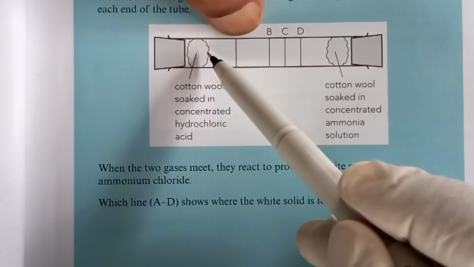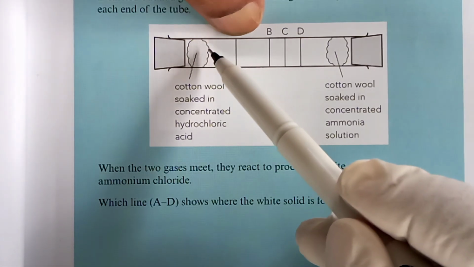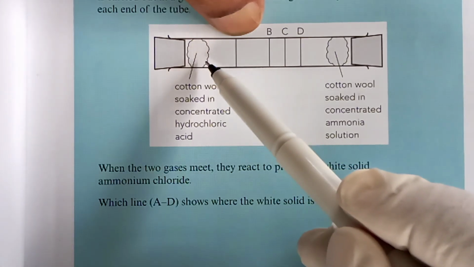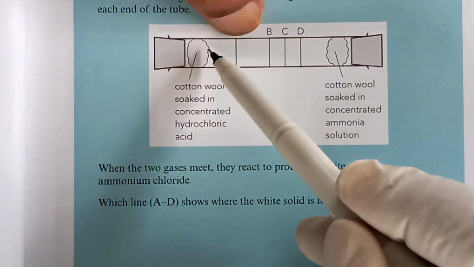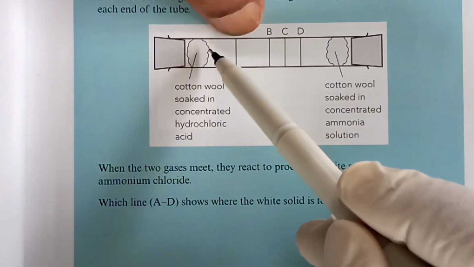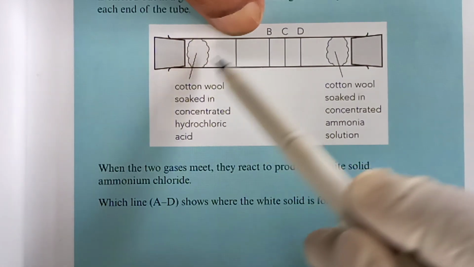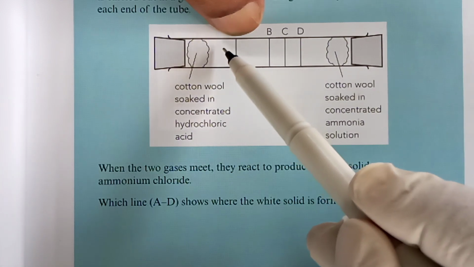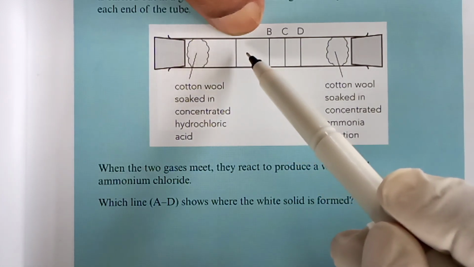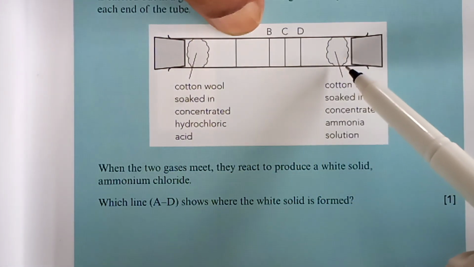But the hydrogen chloride gas, which is found on the surface of the cotton wool, will get energy from the surroundings. And when it gets energy from the surroundings, bonds are broken because they vibrate faster. Bonds are broken and they become gas and they start moving. The same thing happened for ammonia.